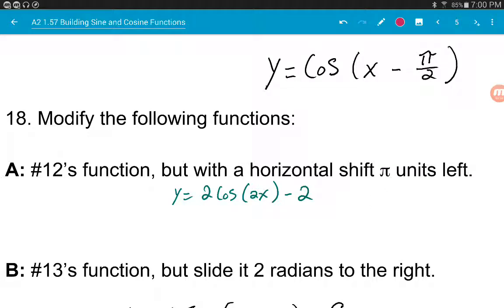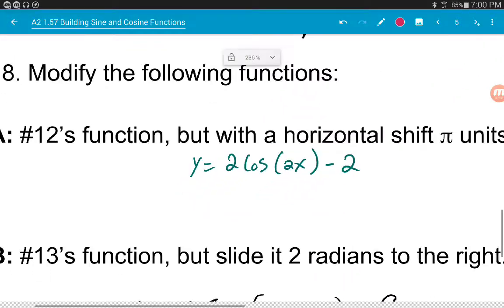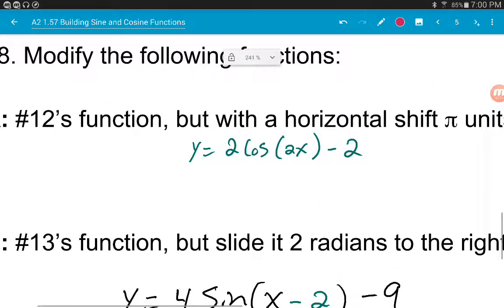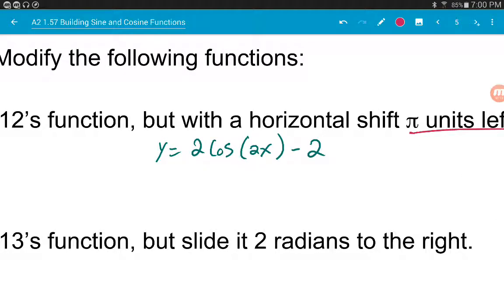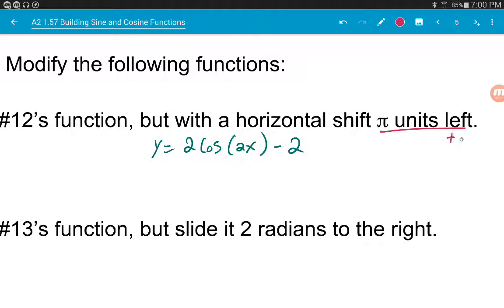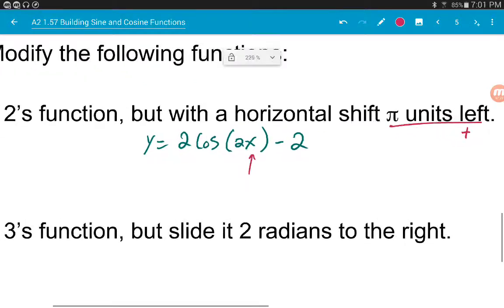Now, building a function is piece by piece. We find the amplitude, we find the midline, we find the frequency, and we put these all together bit by bit. So it's all about starting with an uncomplicated function and adding in these modifications bit by bit. So let's start with this, and let's shift it pi units left. Pi units left means we'll be adding it, so we'll be adding it on the inside over here.